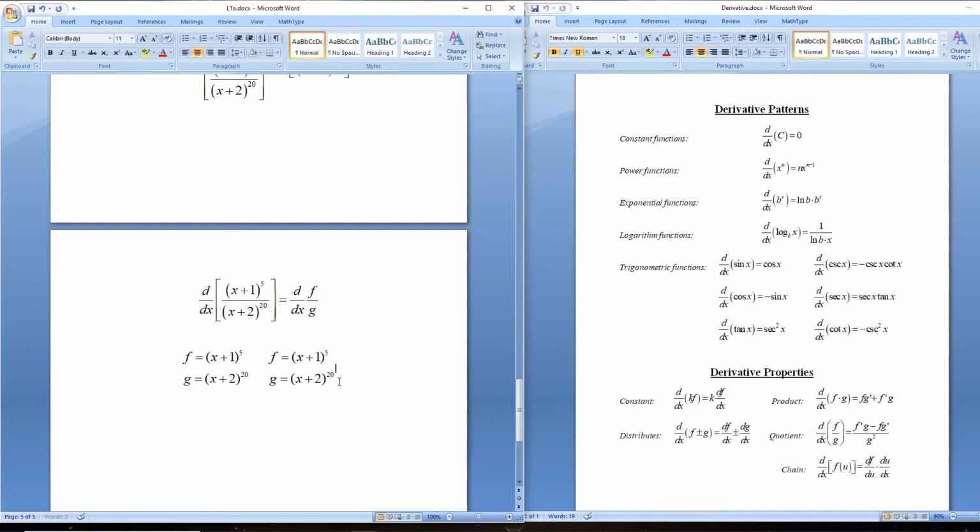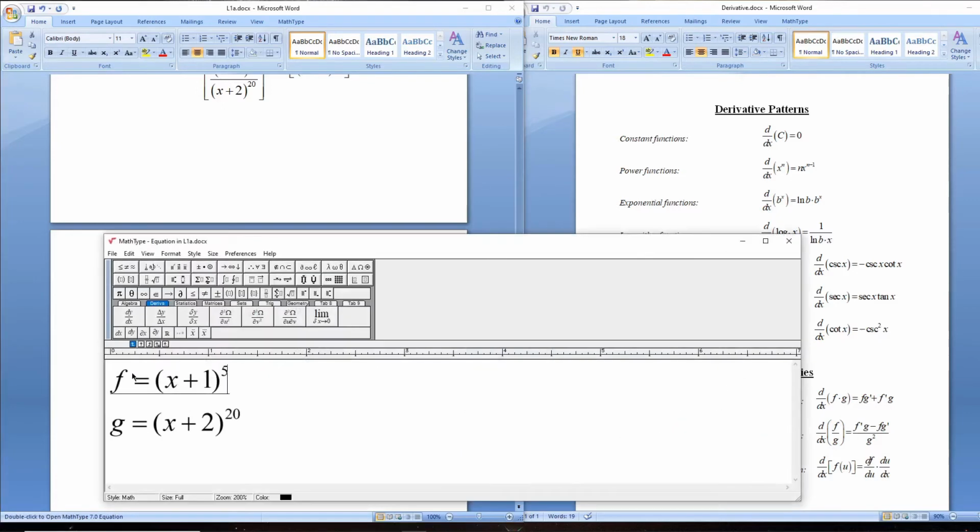Once we have that, we'll take those derivatives, and notice for the derivative of f, the 5 drops down. Subtract 1 from the exponent. And now the chain rule says take the derivative of the argument. So here's the argument, and this derivative is 1. So here's a case where the chain rule multiplies by 1, so there's no change there.